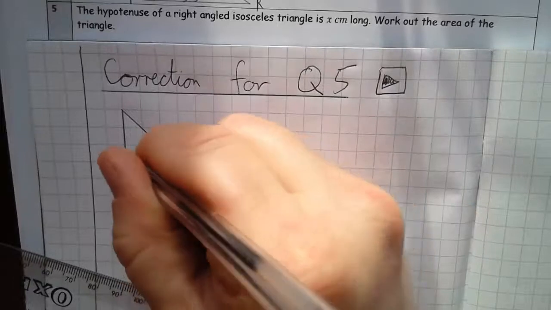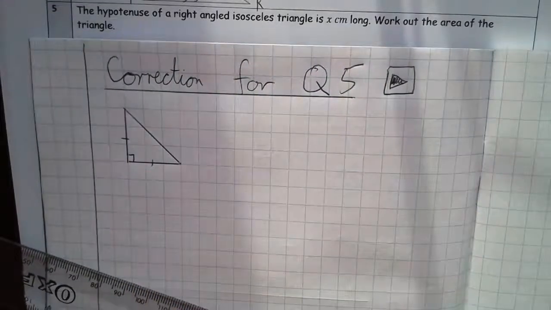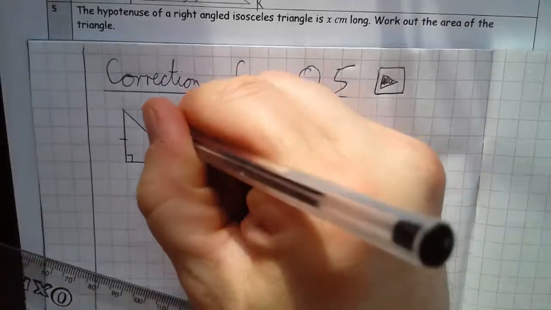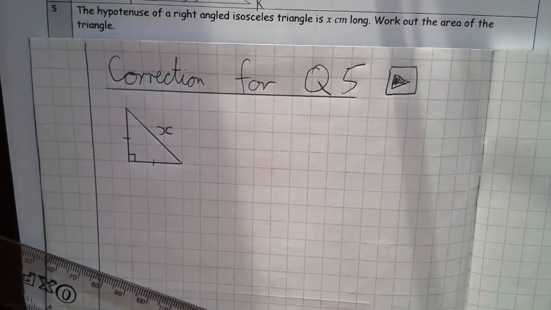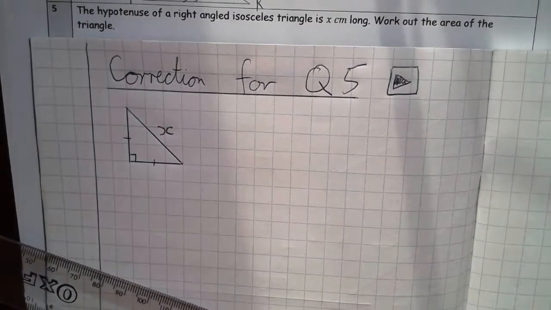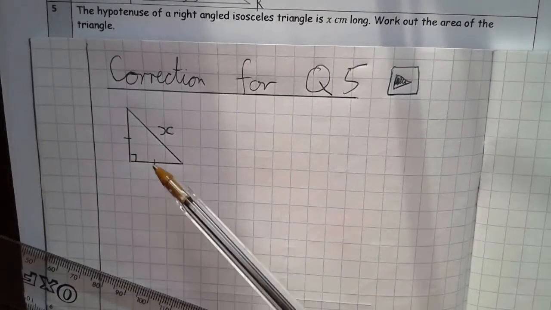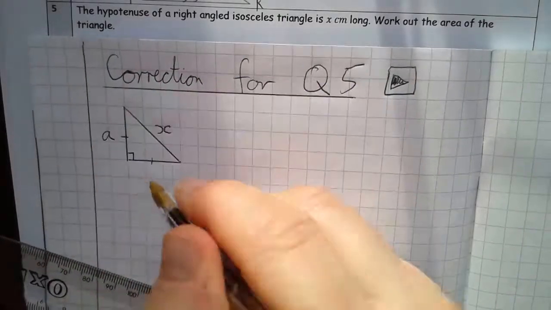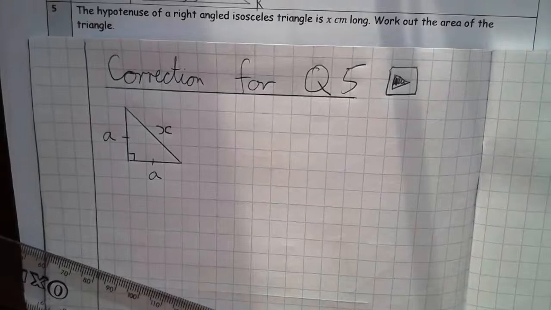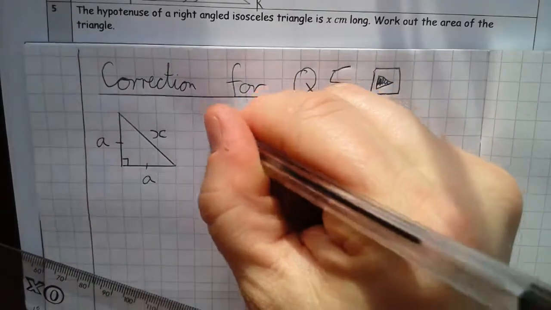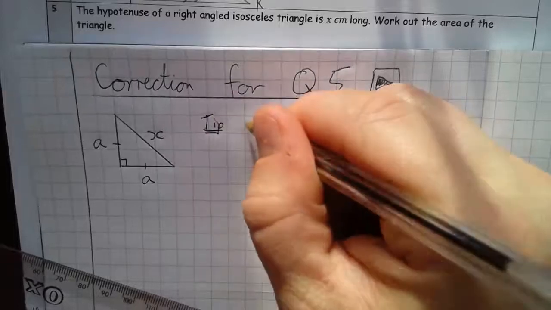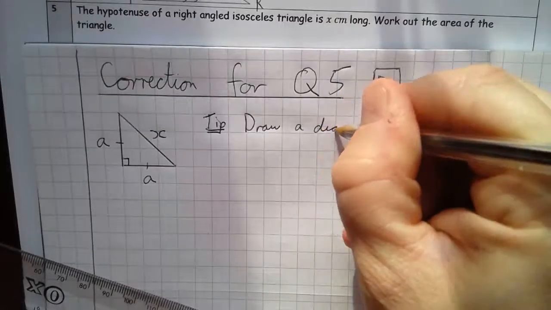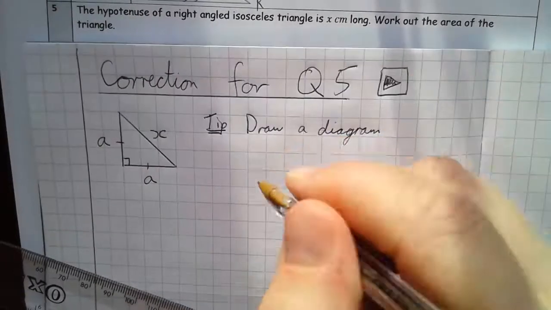So I've got an isosceles right angle triangle. So those sides are the same, and the hypotenuse is x centimeters long. Work out the area. So I think the key leap is to model these sides using a different piece of algebra. So I'm just going to call them A. If that one's A, this must also be A. Okay? So my first tip is to draw a diagram. That's the first thing you should do when trying to answer this question.